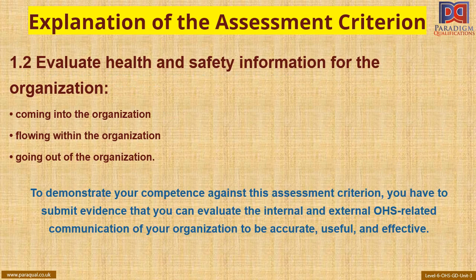1.2 is: evaluate health and safety information for the organization which is coming into the organization, flowing within the organization and going out of the organization. To demonstrate your competence against this criterion, you have to submit evidence that you can evaluate the internal and external OHS related communication of your organization to be accurate, useful and effective.